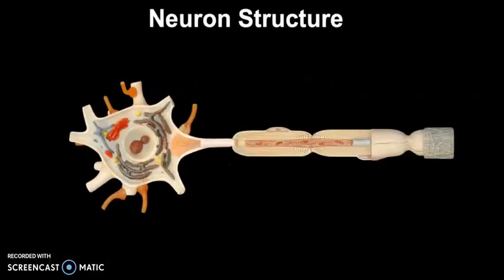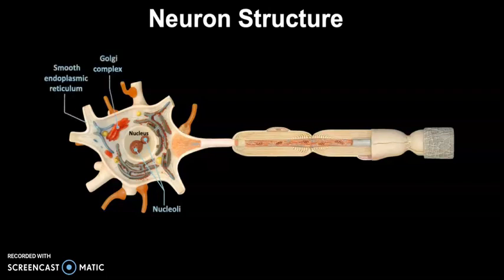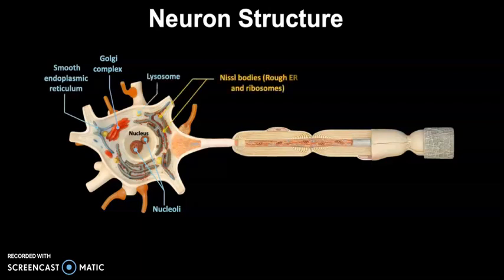The nervous system. Neuron structure. The neuron is like any other cell, so it's going to have nucleus, Golgi complex, smooth endoplasmic reticulum, lysosomes. Nissl bodies are very specific to the neuron. They are rough endoplasmic reticulum together with ribosomes.